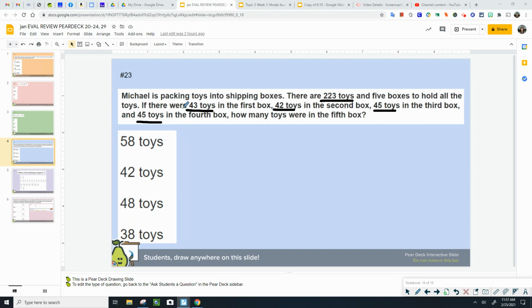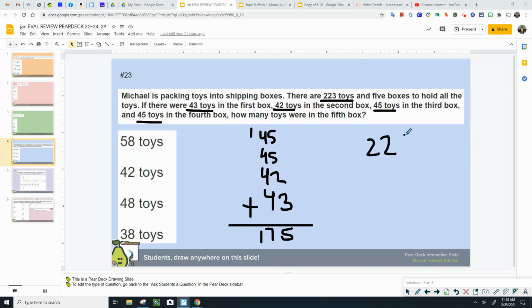What I would do is I would add the toys that I know. So I would add my 45, my 45, my 42, and my 43. Those are the 4 amounts of toys that I had. 5, 10, 15, carry my 1, 4, 8, 12, 16, plus 1 is 17. So in the first 4 boxes, I have 175. So I'm trying to add something to this 175 to get to 223. I can turn that into a subtraction problem.